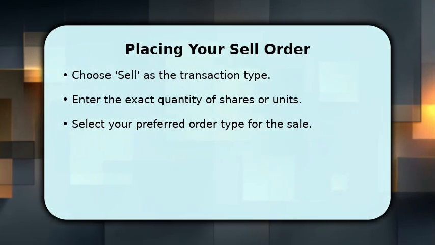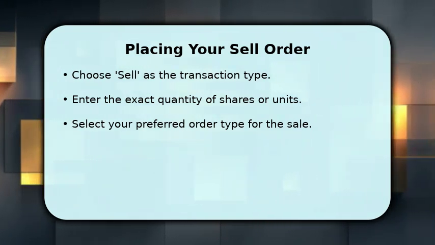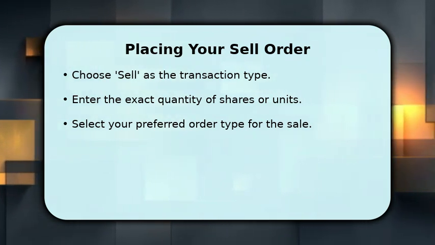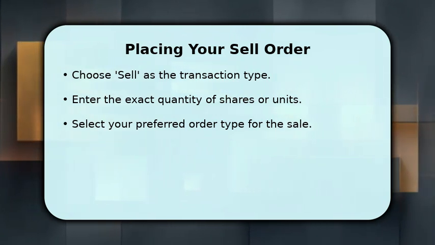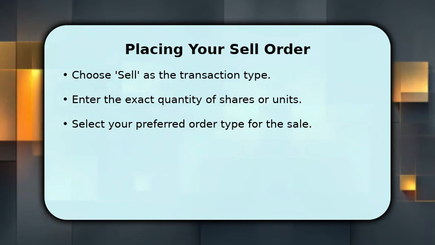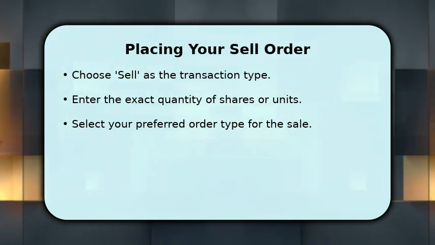Now that you've selected your investment, it's time to place the sell order. Make sure to choose Sell as the transaction type. Next, carefully enter the precise number of shares or units you want to sell. This could be a full position or just a partial amount. Finally, you'll need to select an order type, which determines how your sale will be executed in the market.